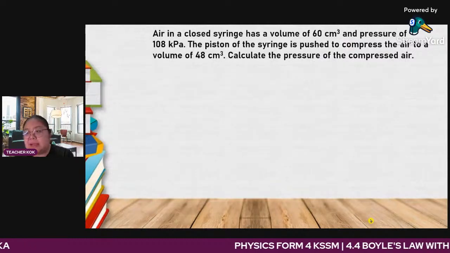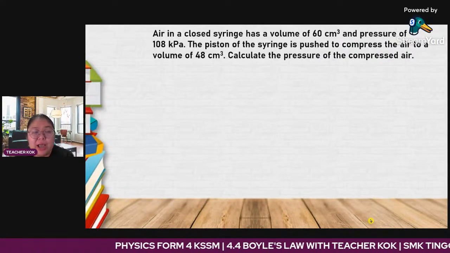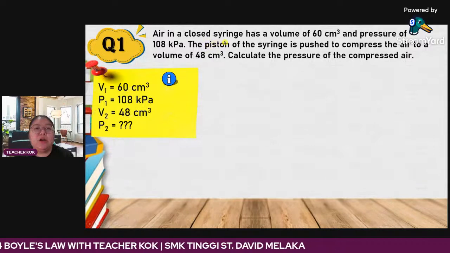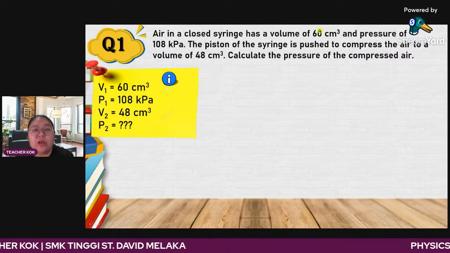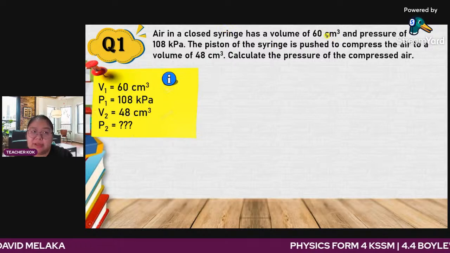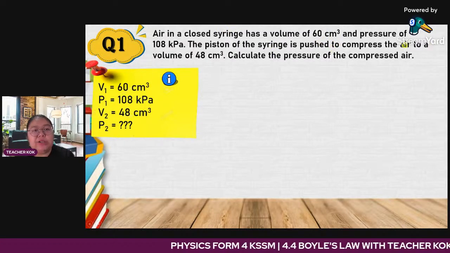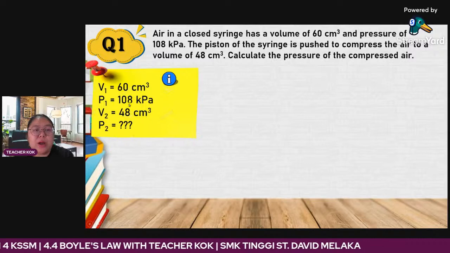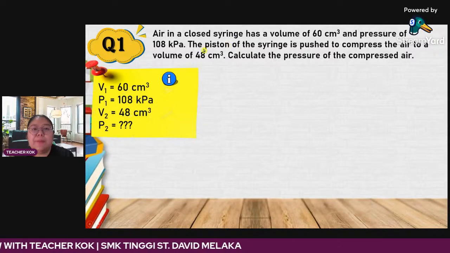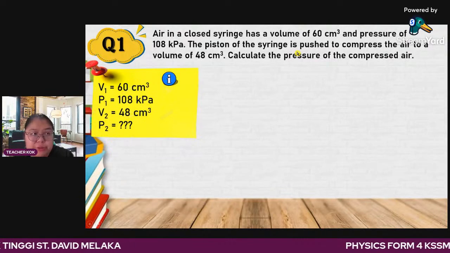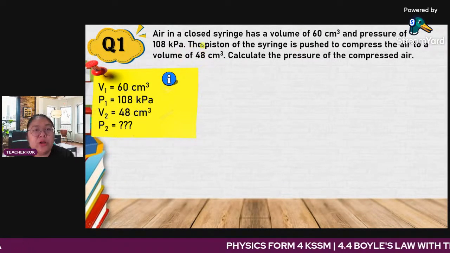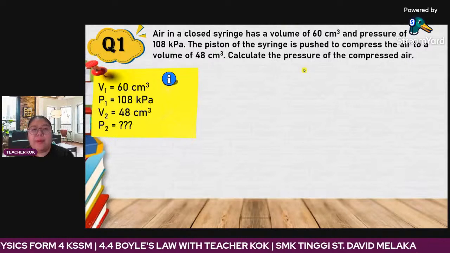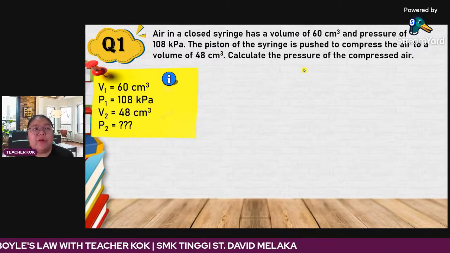We need to try some exercises, otherwise we won't know whether we understand or can do it. Let's see here. Question number 1. A syringe, closed, has a volume of 60 cm cube and a pressure of 108 kilopascal. So V1 is 60, P1 is 108 kilopascal. Now you push the piston and compress it until the volume becomes 48. What is the pressure now? Prepare your calculator to show me the answer for P2.